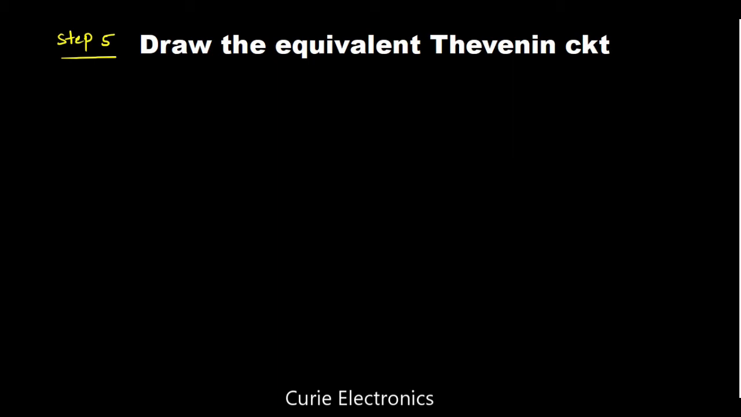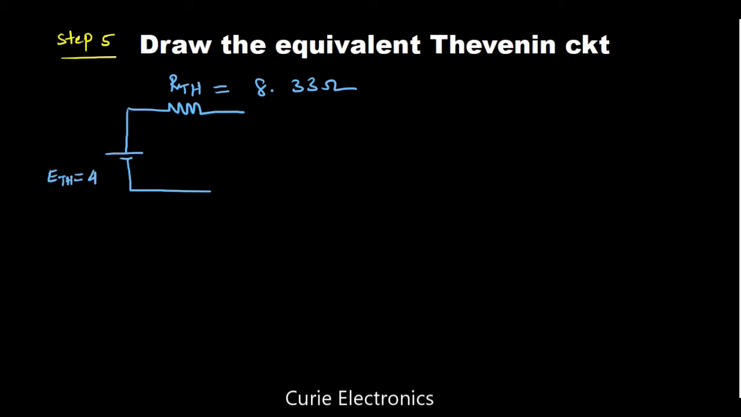Let me draw the equivalent Thevenin circuit. So we have a voltage source in series with a resistor RTH. What is the value for RTH? RTH equal to 8.33 ohms. What about the open circuit voltage ETH? ETH equal to 41.66 volt. And we have to connect the load resistor. What is the load resistor? That is the 10 ohm resistor.